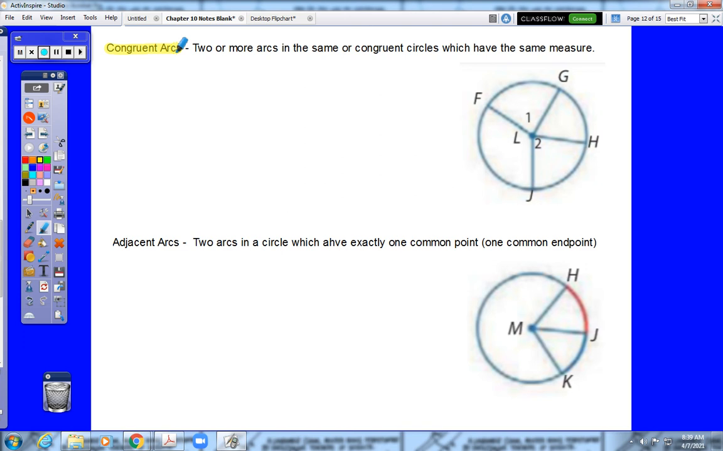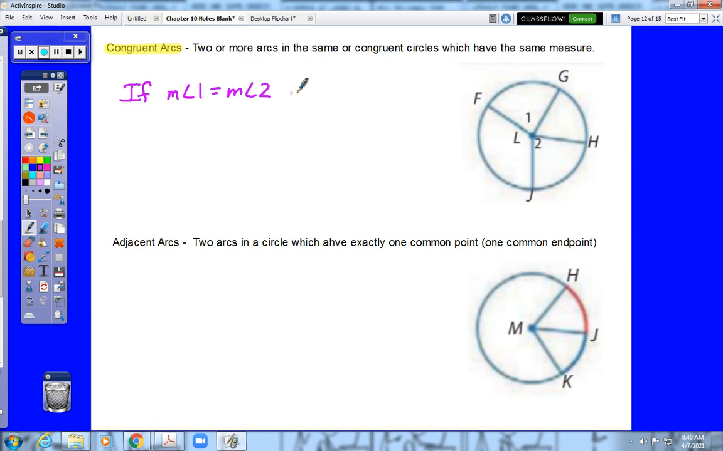Equal, geometrically equal, same size, same shape, yes? So those are defined as two or more arcs in the same or congruent circles which have the same measure. So if the measure of angle 1 is equal to the measure of angle 2, which means angle 1 and angle 2 are congruent, then arc FG is congruent to arc HJ.